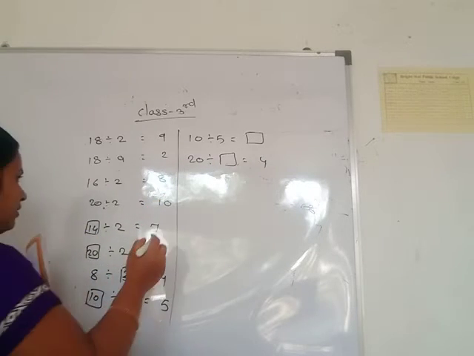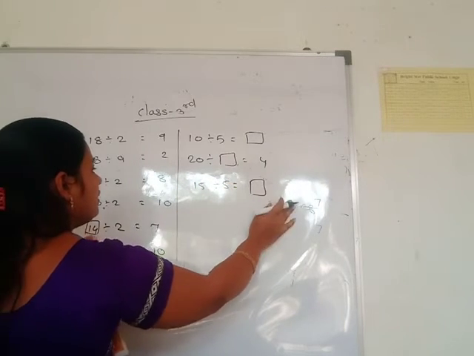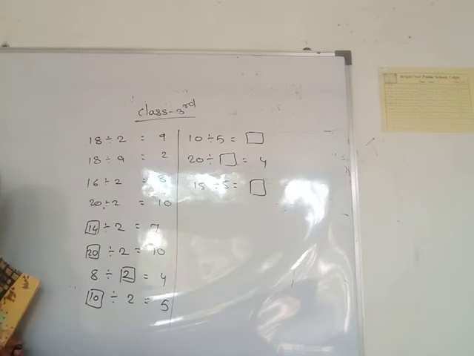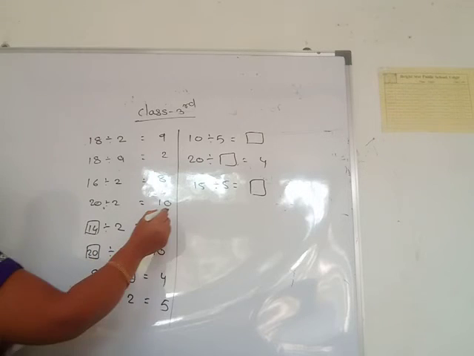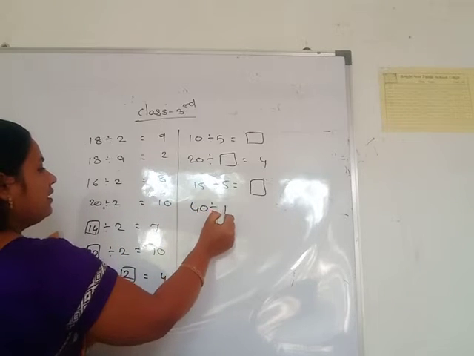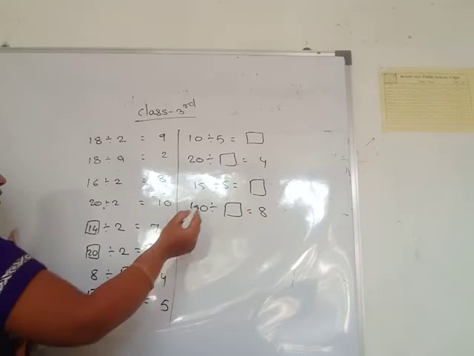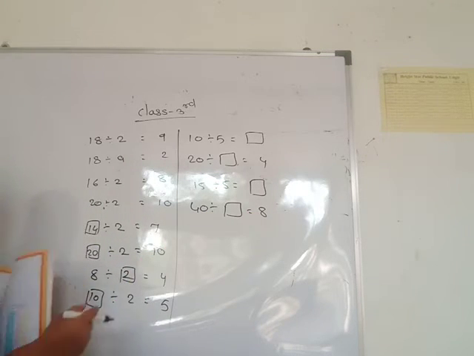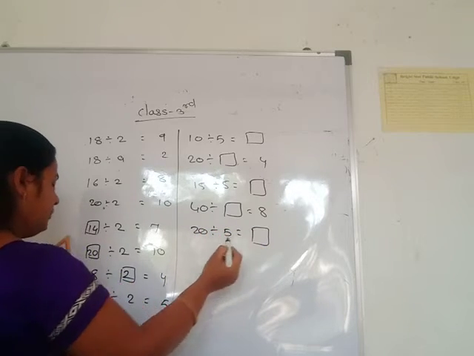Then next one, 15 divided by 5. 5 1s are 5. 5 2s are 10. 5 3s are 15. Then you write answer 3. Then 40 divided by one empty box, and here 8. 8 5s are 40. Then you write answer 5. 20 divided by 5 is equal to.